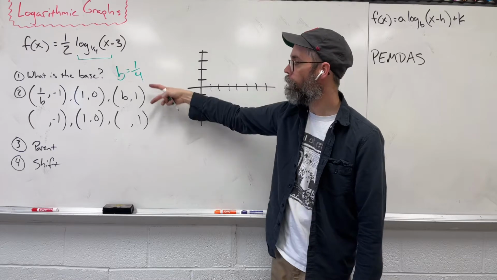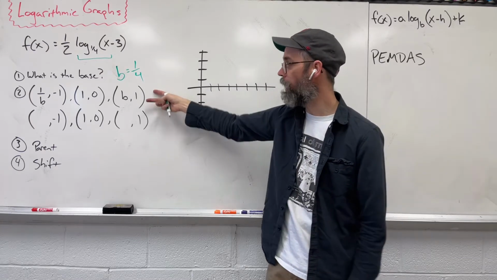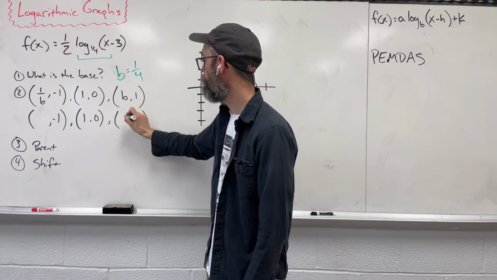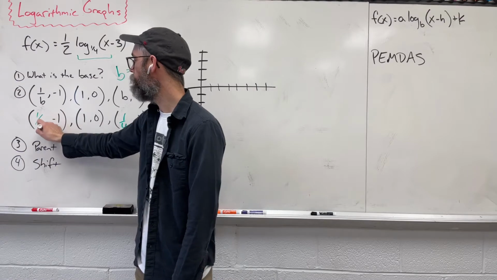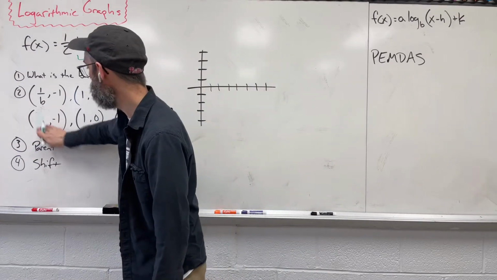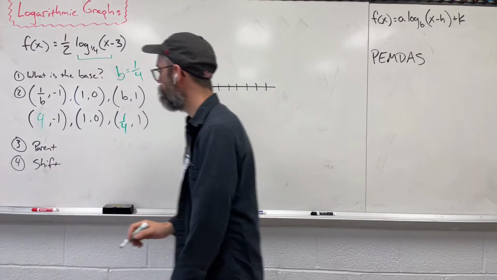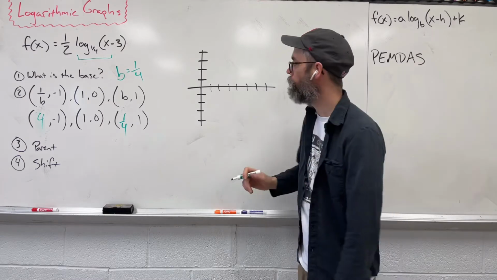Let's take that 1/4 and drop it into our 3 predetermined coordinates that never change. B is 1/4, we get that there. This is going to be 1 over 1/4. Do some fraction magic, and that ends up flipping things around, giving us just 4. Let's take these 3 and plot just our parent function.